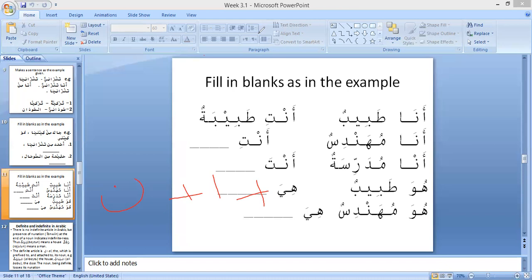Right? It's that simple. For example, this is Tabib, right? If you want to turn Tabib into dual, you add alif and you add na. So Tabib becomes Tabiban.